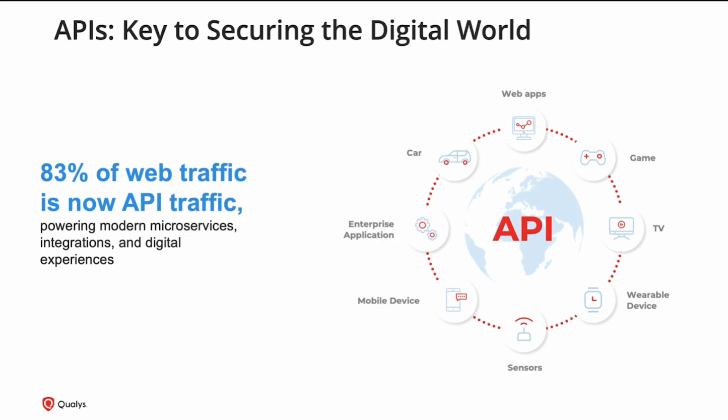So, APIs basically power majority of web applications, whether they are running on your desktop or on your mobile app, on your game console, on your TV, in wearable devices. Basically, APIs are used everywhere. So they present a very large and very attractive attack surface.